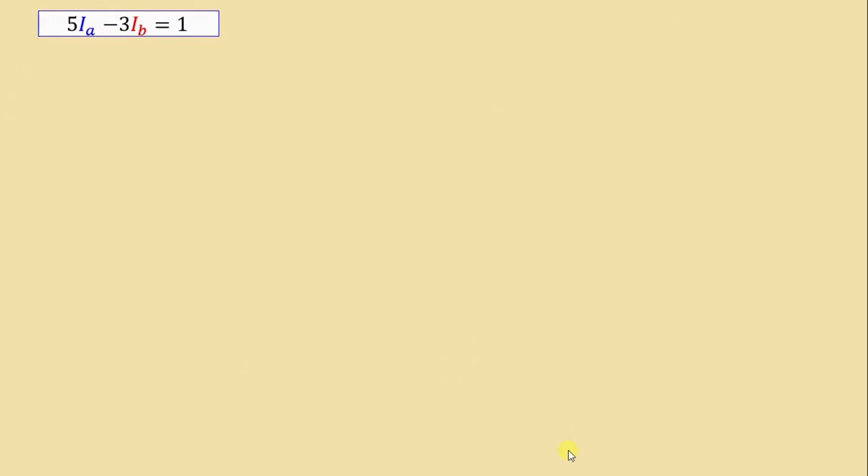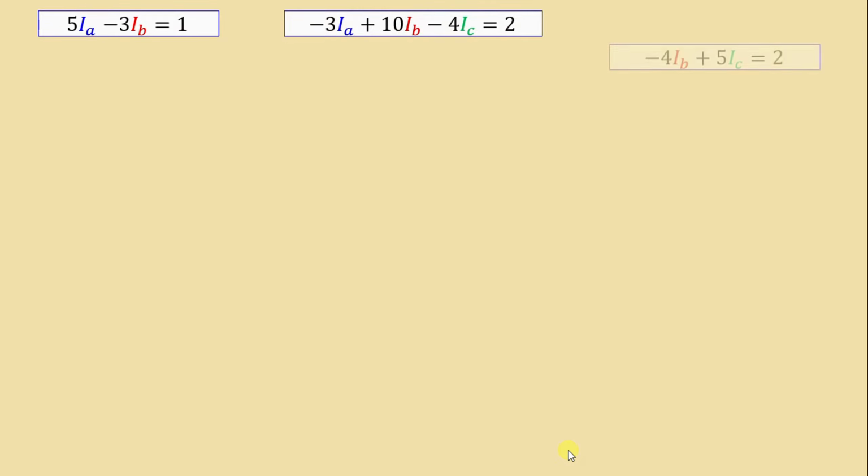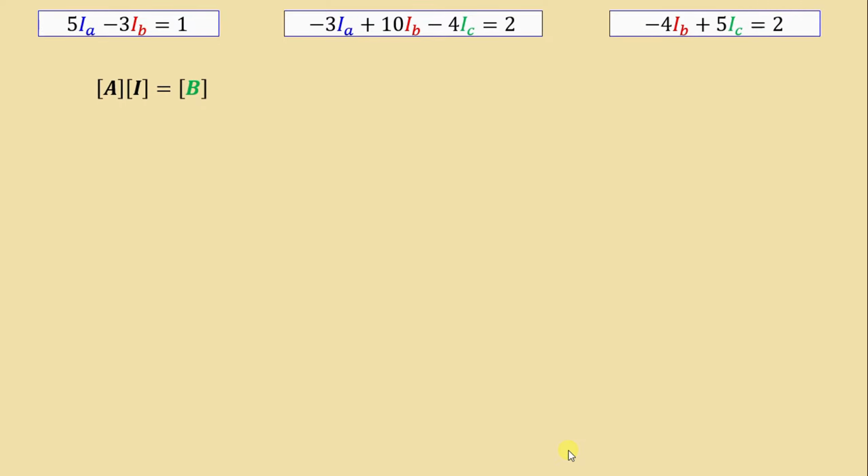Finally, we obtain three equations which are necessary to find IA, IB, and IC. Those three equations can be expressed using matrix form as follows, where matrix A is equal to 5 is the coefficient multiplying IA in the first equation, negative 3 is the coefficient multiplying IA in the second equation, and 0 is the coefficient multiplying IA in the third equation.